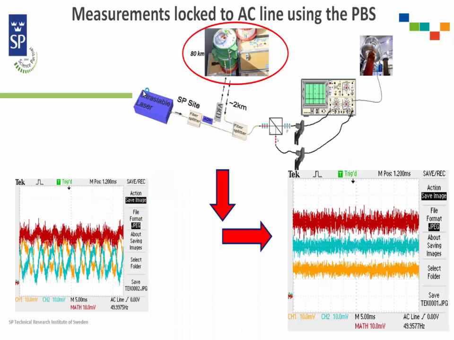But in the meantime, we set up an experiment in the lab. We took down about 80 kilometers of fiber spools to the lab and performed the same experiment with a polarization beam splitter. And as you can see from the result, we don't see any clear pattern of 50 Hertz as we could see before. So now we know that somewhere along the path 50 Hertz is introduced to our system.